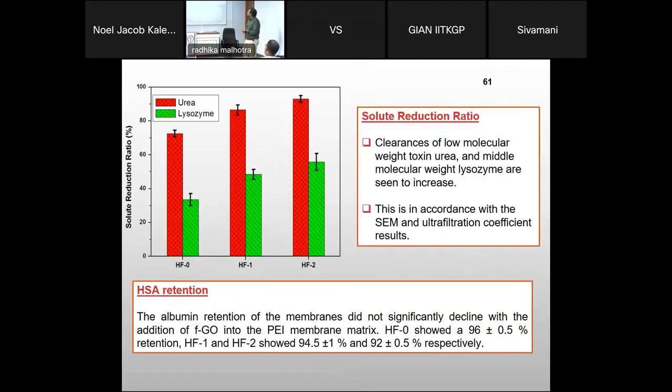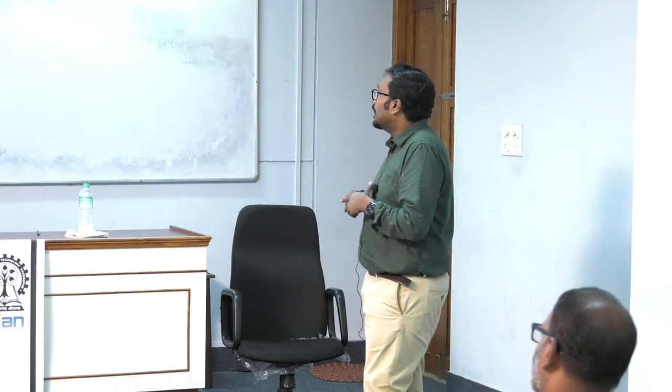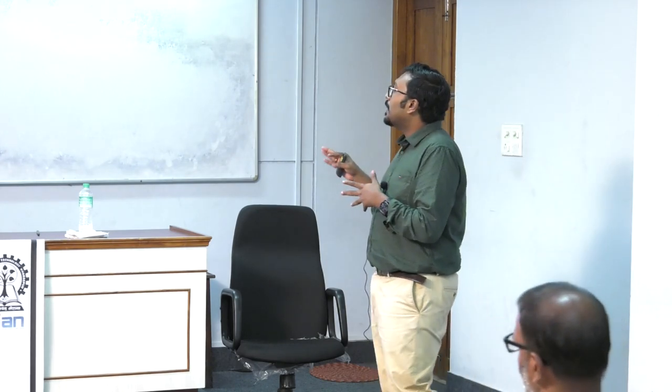Solute rejection rates, urea and lysozyme. So lysozyme is again a middle molecular weight solute that was taken, and these were run for I think 4 hours, and this was the solute reduction ratio. So solute in the feed side was measured initially and at the end of 4 hours. And so this is just a comparison of what our work was, and then it had gone for a patent and all. So this was compared to a commercial Fresenius membrane, and this was our hollow fiber membrane.